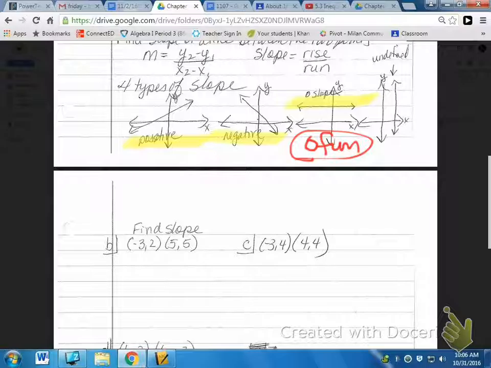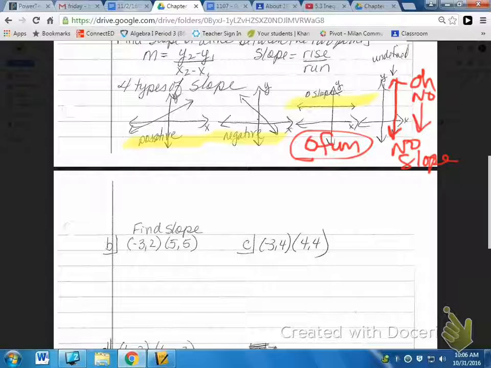And then the one that is completely vertical, all the way up and down, has an undefined slope, or no slope. It's considered undefined or no slope, and you can say either one.